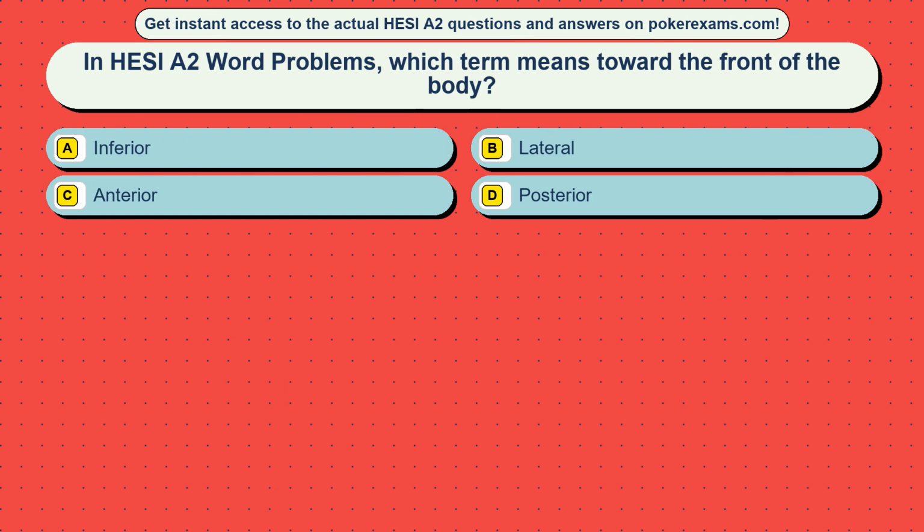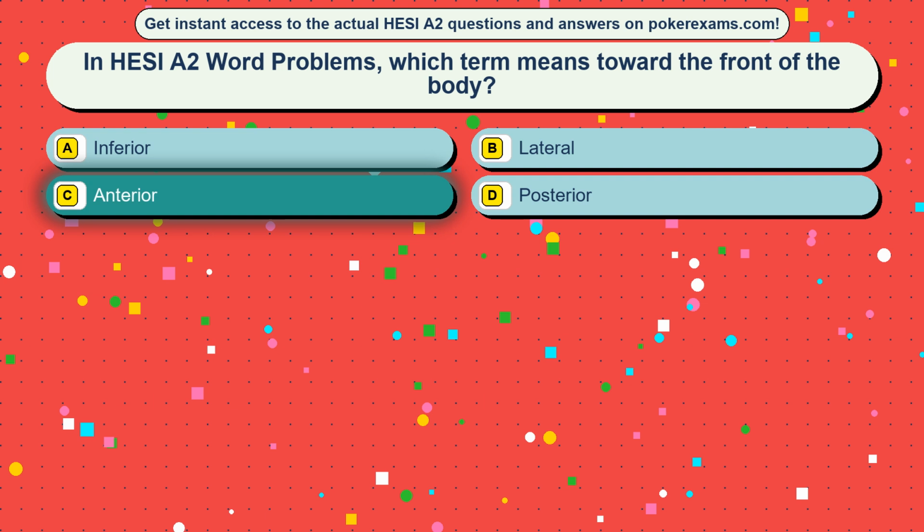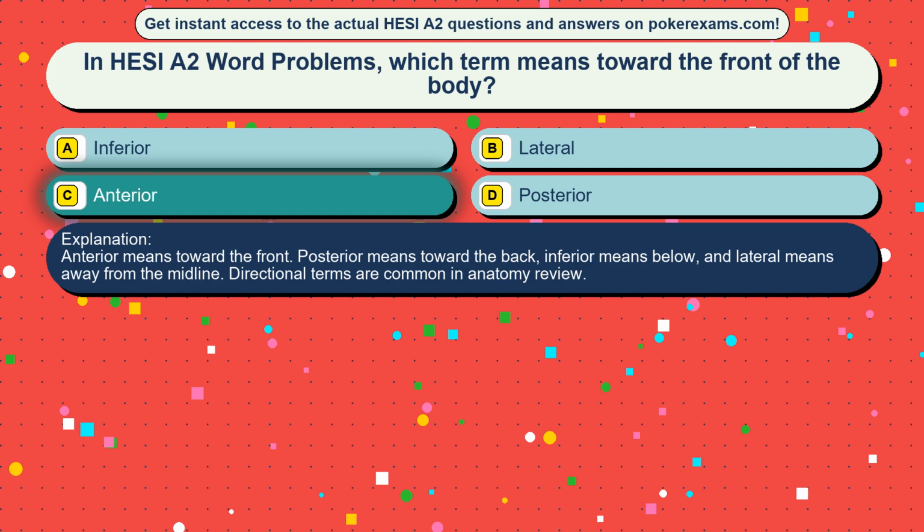Question 43. In HESI A2 Word Problems, which term means toward the front of the body? Option A, inferior. Option B, lateral. Option C, anterior. Option D, posterior. The correct answer is option C, anterior. Anterior means toward the front. Posterior means toward the back. Inferior means below, and lateral means away from the midline. Directional terms are common in anatomy review.